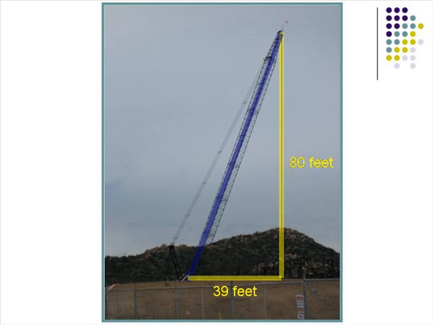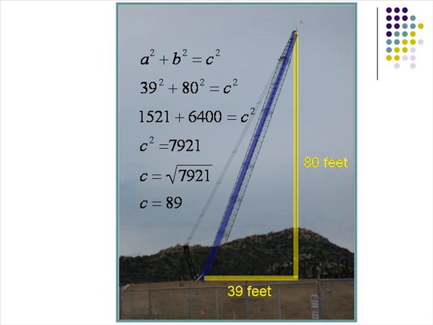Let's use the Pythagorean theorem to find the length of the crane. If a squared plus b squared equals c squared, where c is the hypotenuse, we can find the length of the crane when we solve for c. Here are the steps to solve this problem.